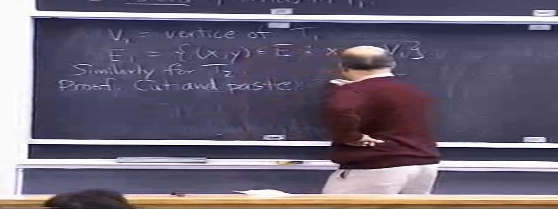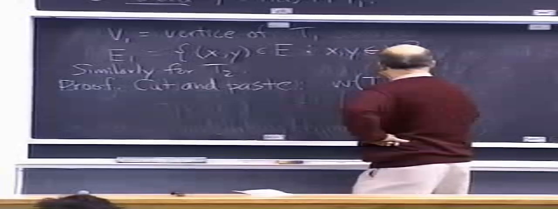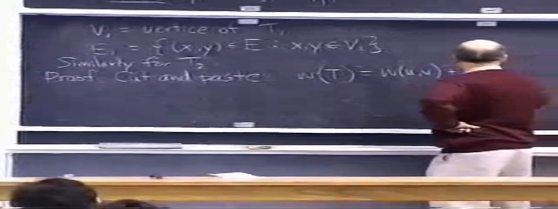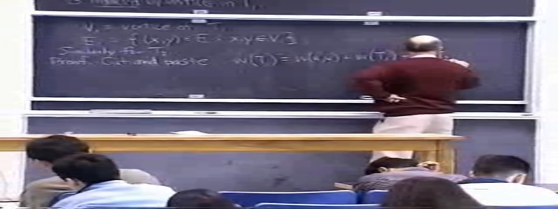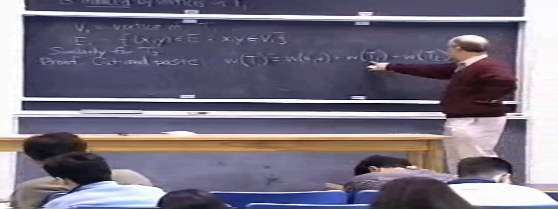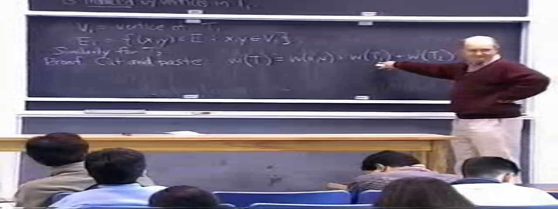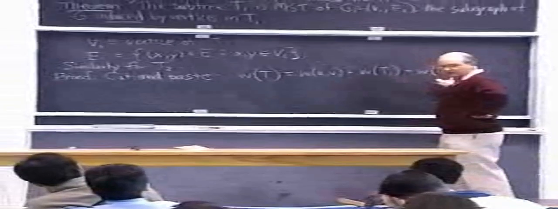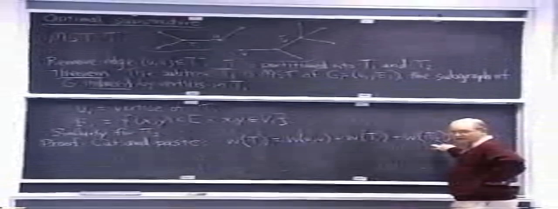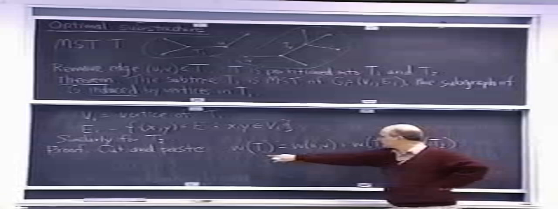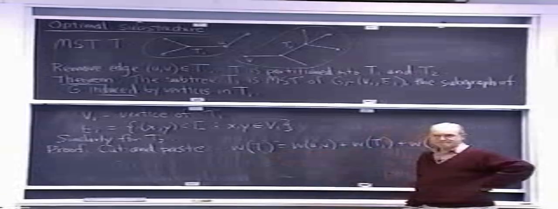So what do we have? We have that the weight of T is just equal to the weight of UV plus the weight of T1 plus the weight of T2. Okay, because each of these is just the sum of their component edges. We've said that if we remove UV, we get T1 and T2. So if we add up all the weights of all the edges in T1 and T2, and add that to UV, we've got the weight of all the edges in T. Okay?